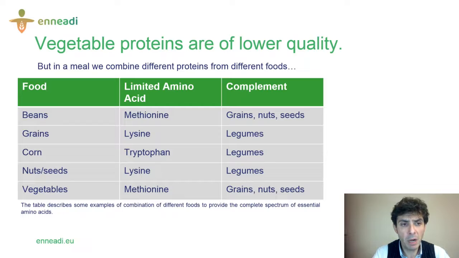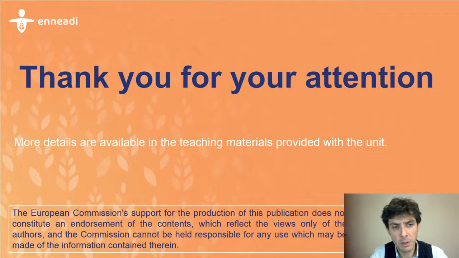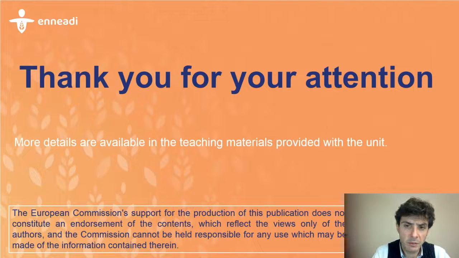But if we combine in the same meal beans and grains, well, the problem of lacking amino acids is solved. So even if we focus the diet on plant foods, we can obtain a good amino acid profile in our diet. Of course, more details on all of this are available in the material provided together with the units.